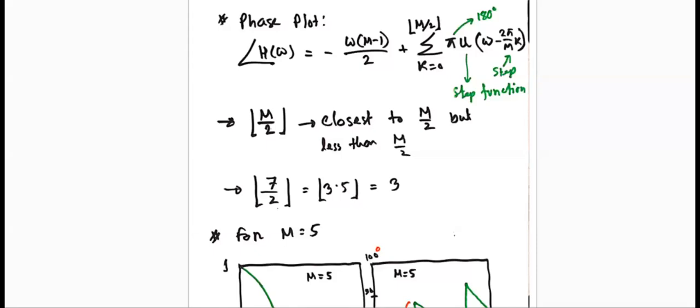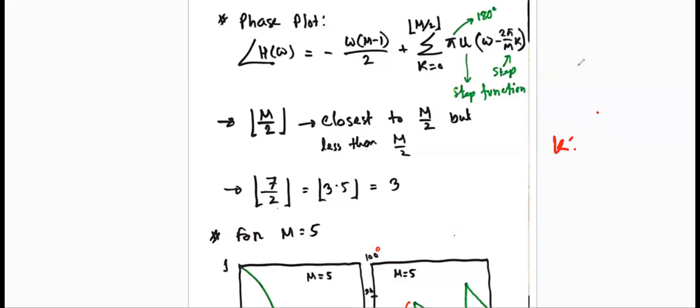I'm not exactly sure where we concluded. However, I can start with the things. The phase plot: we have already done the magnitude plot, and now we'll talk about the phase plot for this m-point moving average. Your friend already asked the question, what should be the range of the value of k, the highest value of k.